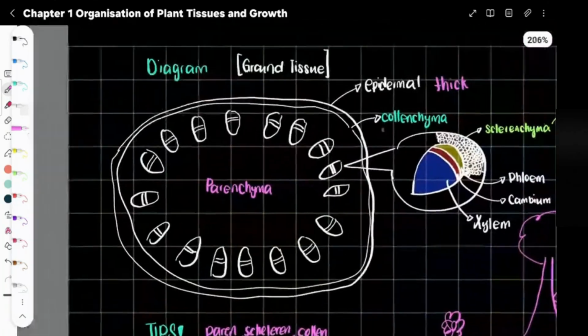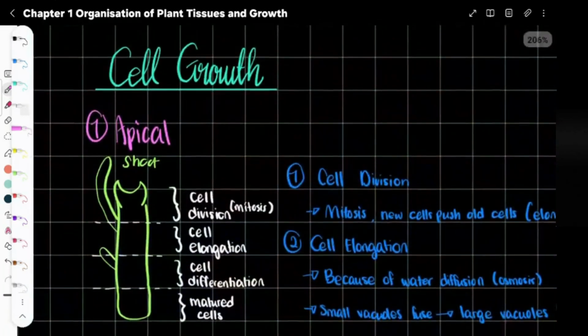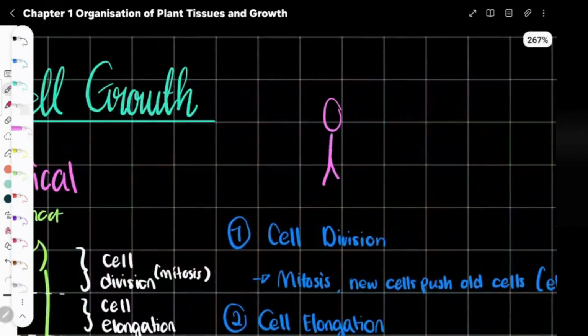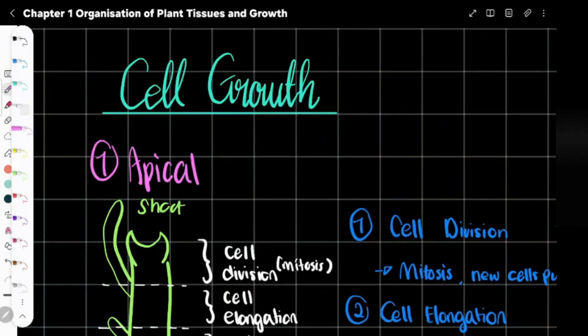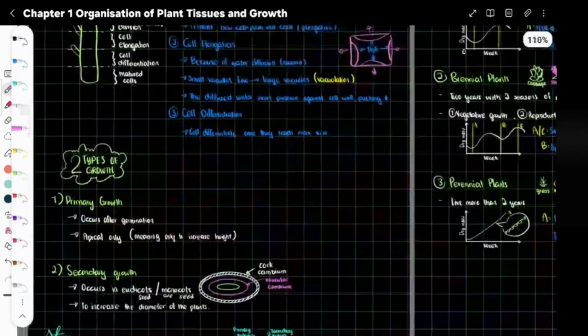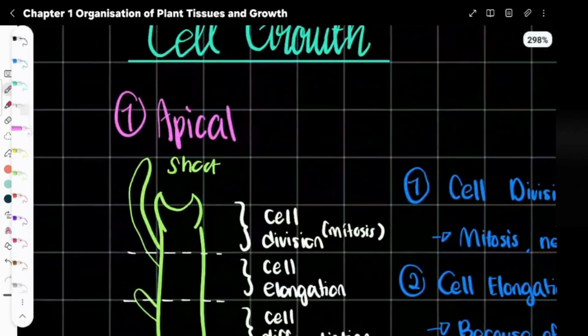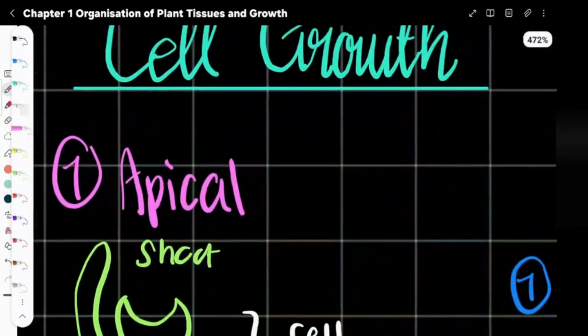Now let's move on to the next one, the cell growth. Of course, we are talking about cell growth, from a small baby, not human, but tree, right? Now, cell growth. There are two types of cell growth, apical and lateral. But for now, we're going to focus on the apical. What is the meaning of apical again? I forgot to explain.